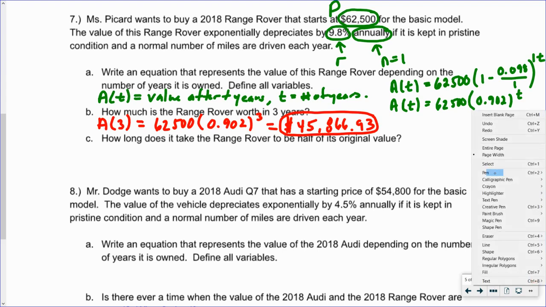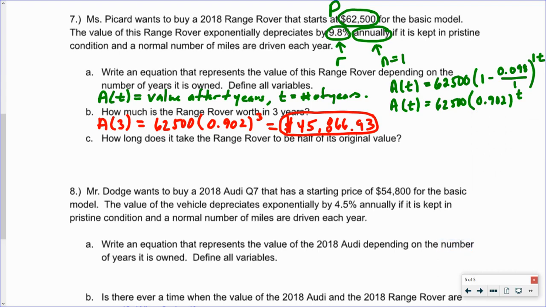Now, the next question says, how long does it take the Range Rover to be half of its original value? So there's a couple different ways that you can do this. I'm going to do it the simplest way. So really what we're looking for is where A of t is half of 62,500.